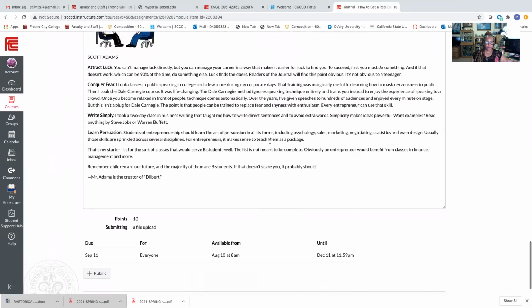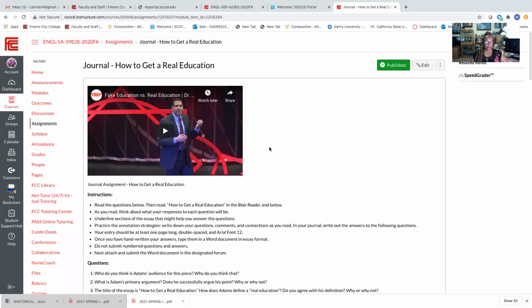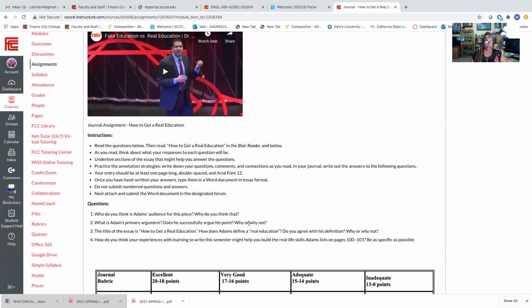So you are to do what you always do first. Read the questions so you know what's being asked of you before you read the article. That way you can have it in mind as you're reading what you need to figure out. So jot down your responses to the questions in your journal, and you underline any sections of the essay that may help you answer those questions. So these are annotating strategies. If you practice these strategies, it will help you when you get ready to write your paper.